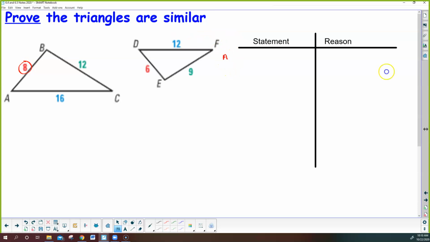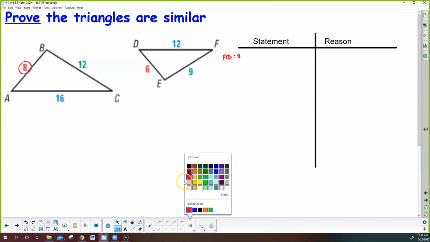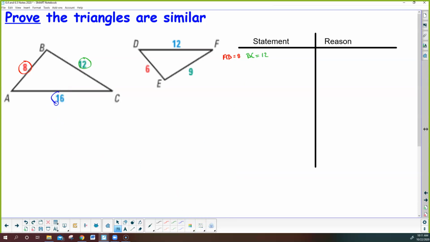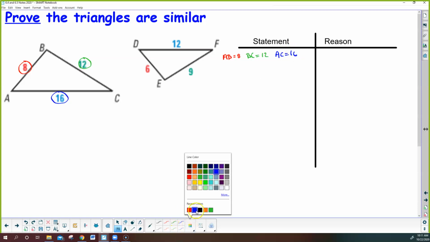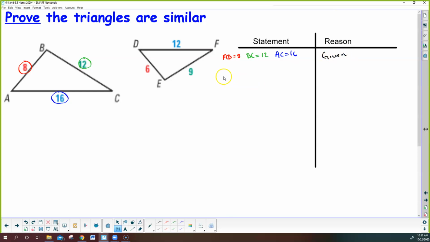And here's what I have to state for that given. What is given? It's given that the length AB is 8. And then I'm going to go to the medium. So it's given that BC is equal to 12. And then AC is equal to 16. So that's the given information there.